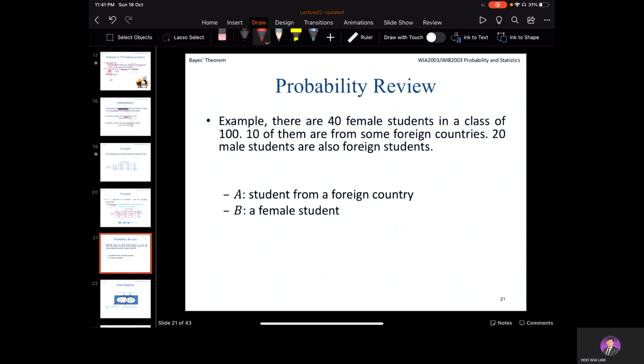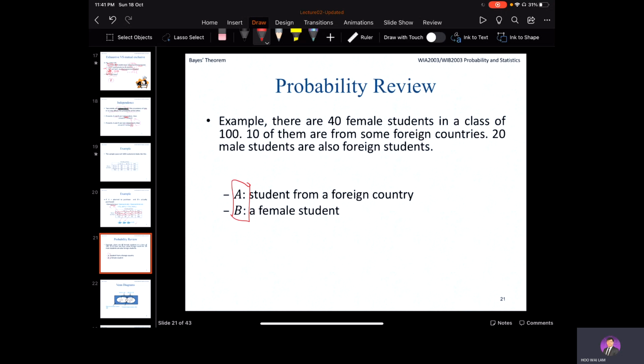Another example: there are 40 female students in a class of 100. 10 of them are from foreign countries. 20 male students are also foreign students. Then you have A and B like this: A is a student from a foreign country, and B is a female student.